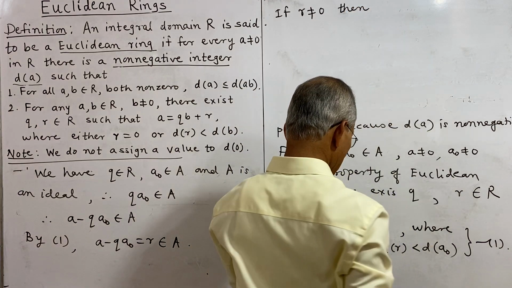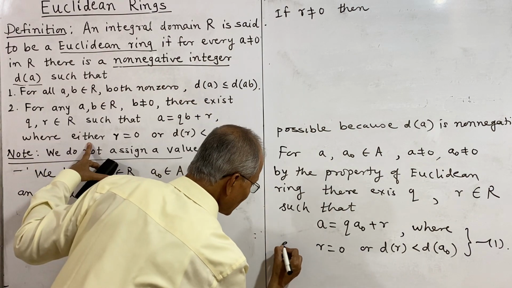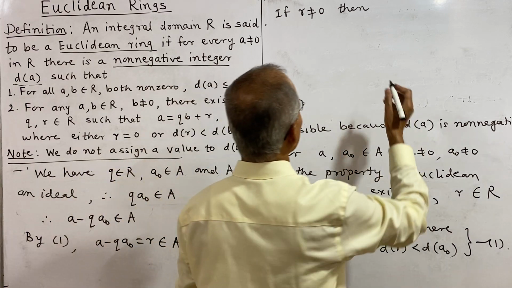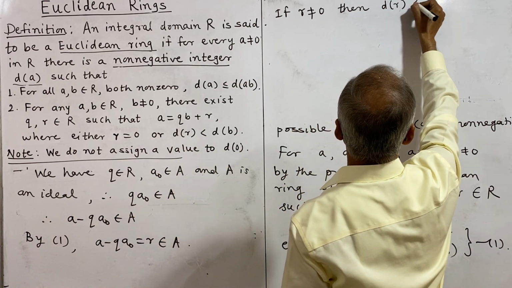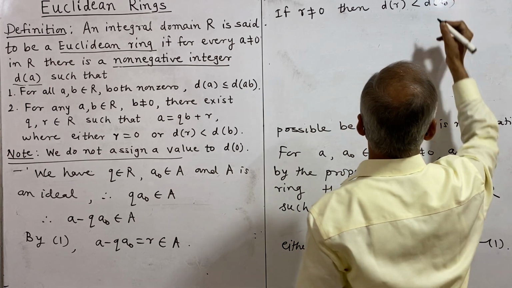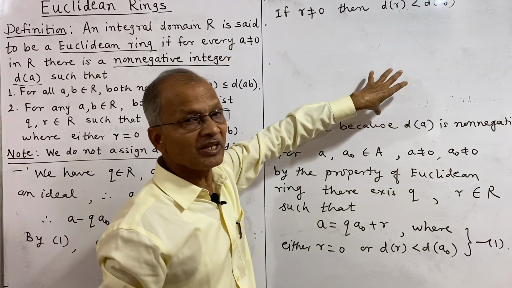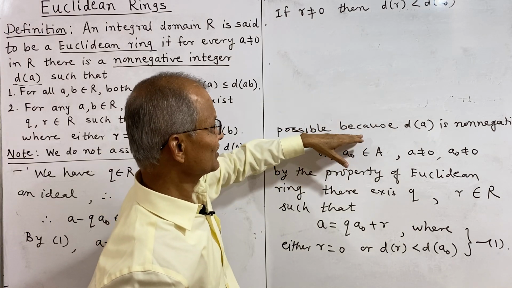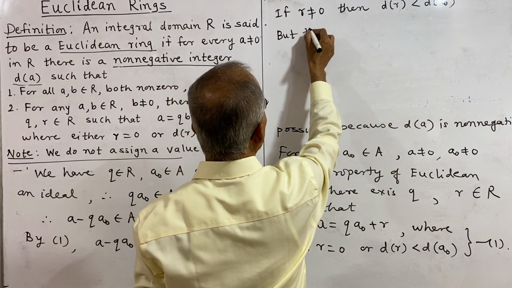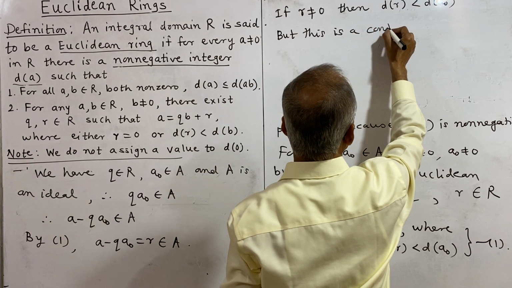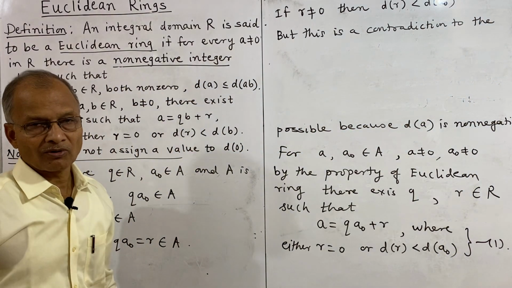then one of them must be true, that is either r is 0 or d of r is less than d of a0. If r is 0 is not possible, then this must hold: d of r is less than d of a0. But d of a0 is the minimal value that we have selected, and this is possible because d of a is non-negative. But this is a contradiction, a contradiction to the minimal value of d of a0.